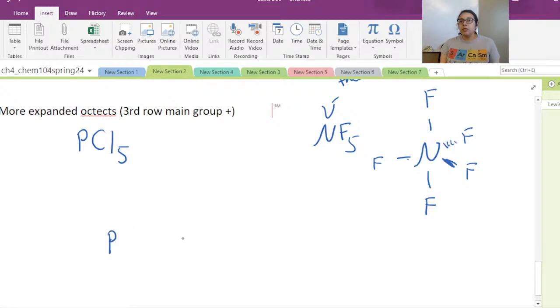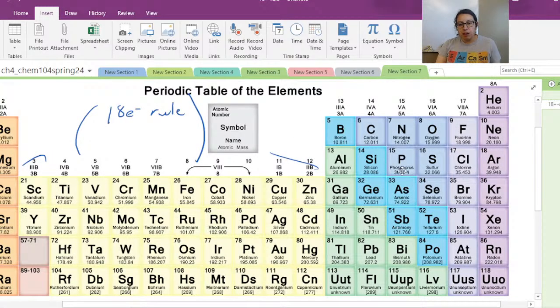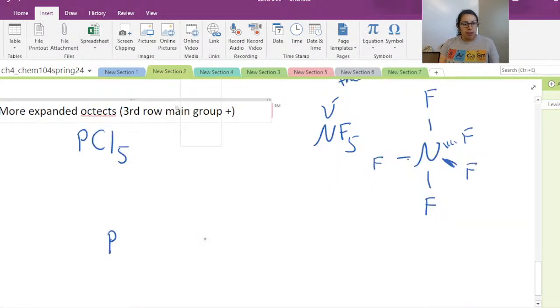And so phosphorus, arsenic, and antimony can all do these expanded octets, and bismuth as well, so all these, just not nitrogen. And so here's PCl5.